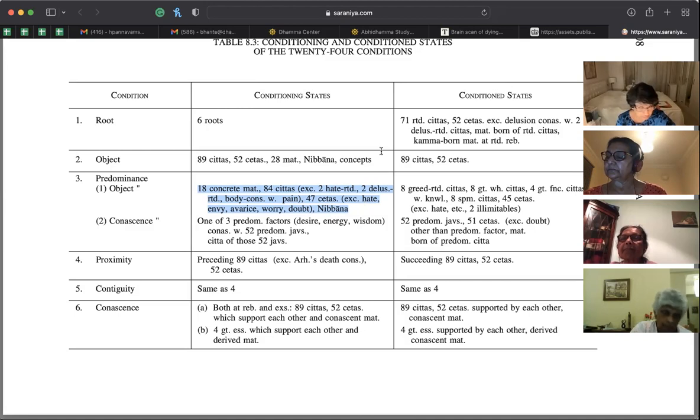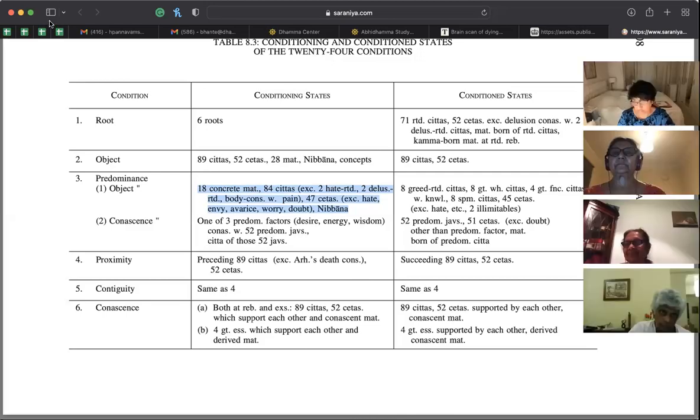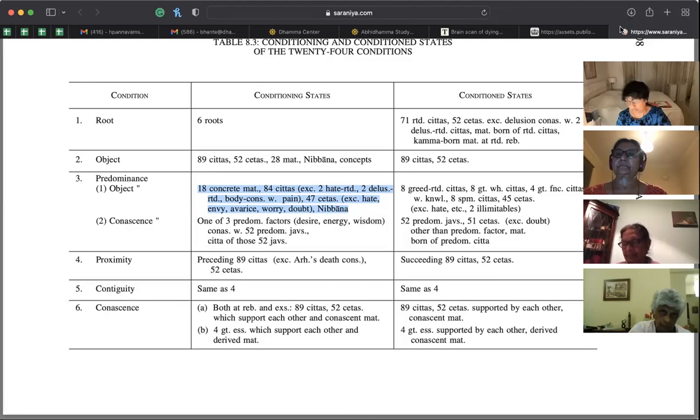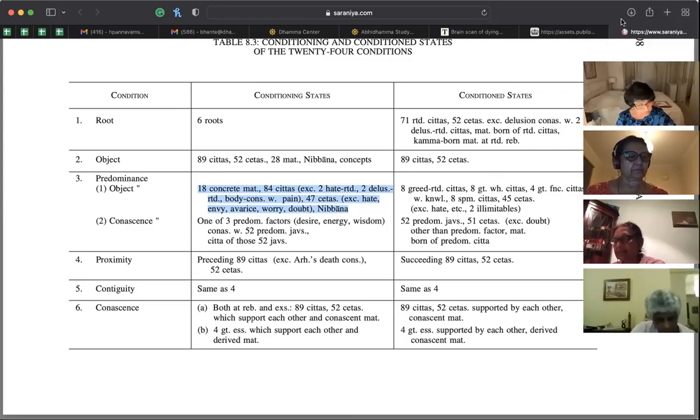Does anyone want to remind the whole class what the 18 concrete matters are? Noeline, are you with us? Okay, Noeline seems missing. Anyone else? Who remembers the 18? Bhante, is it the eight faculties and the heart base? No. The first 18 rupas, the concretely produced rupas. Hemamali, yes? Yes, Bhante.